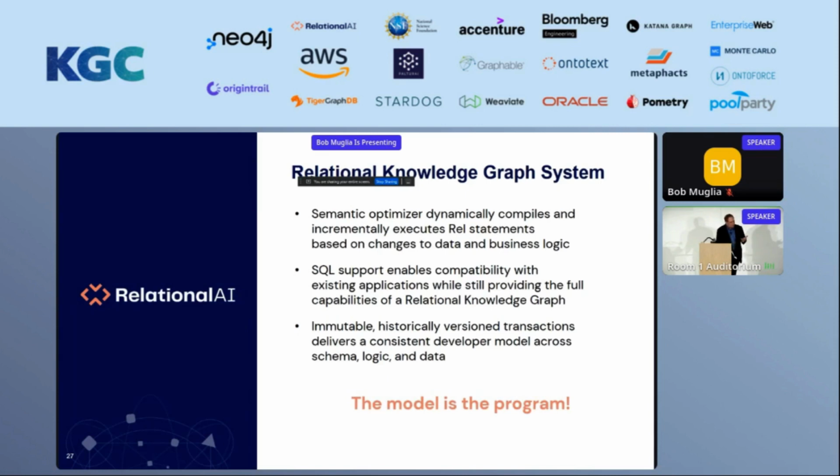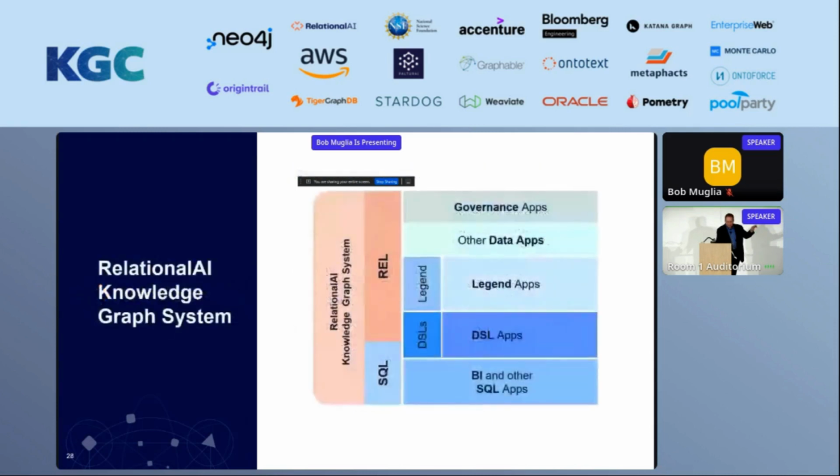In this world, we get, for the first time, to where we can begin to see the model as not just something we put up on a whiteboard that an engineer needs to look at to write some Java code against. But now the model becomes executable. It can become the actual program. Here's a different view of it, the system. So relational knowledge graph system that supports both SQL and REL. Wide variety of different apps can be supported, governance apps, data apps.